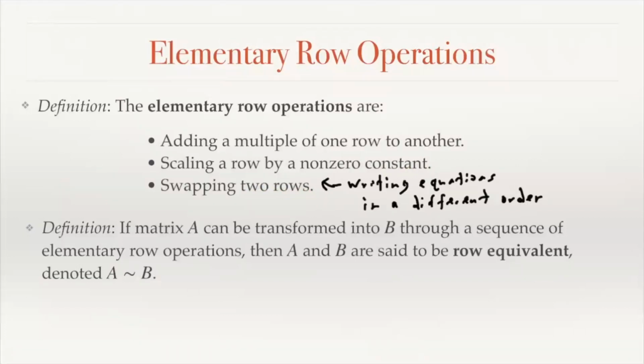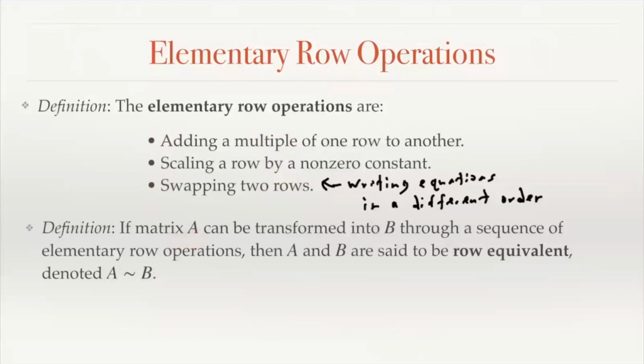So if you're given an augmented matrix, you can do a sequence of elementary row operations, and the result that you get will have the same set of solutions as the original, because all of these are valid things to do. It's adding a multiple of one equation to another, multiplying both sides of an equation by a constant, and just rewriting it so that your equations are in a different order.